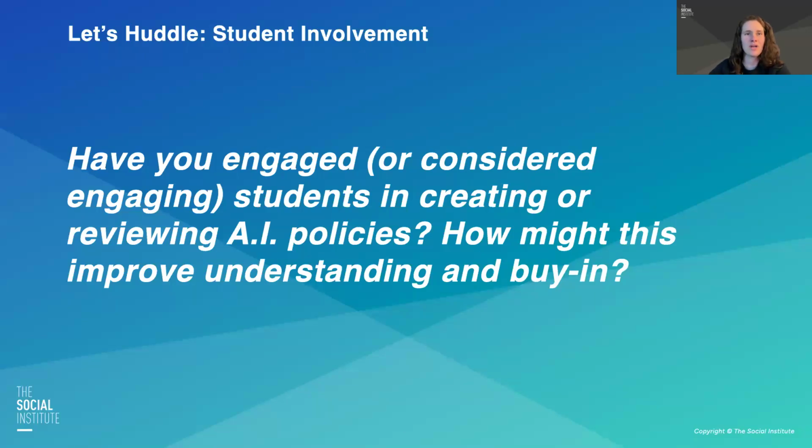Another question for you here. Have you engaged or considered engaging students in creating or reviewing AI policies, and how might this improve understanding and buy-in? So I'm going to give us a moment to get back to the chat on this one, and you can answer either or both. Have you talked to students about AI, and where is their level of buy-in now, and how do you think that might affect it? So any component of those questions, feel free to take to the chat. I'll give everybody a moment there.